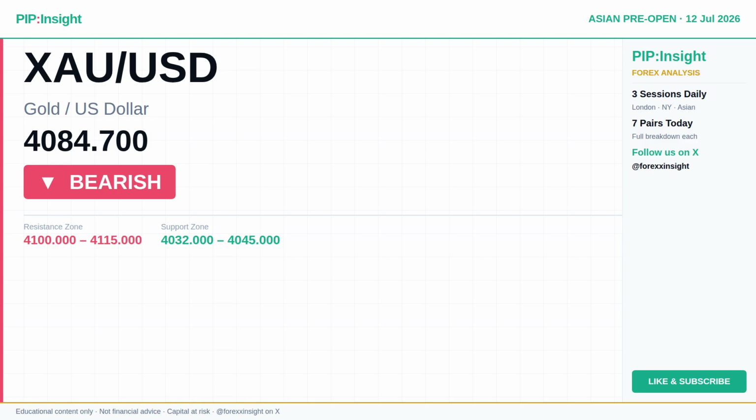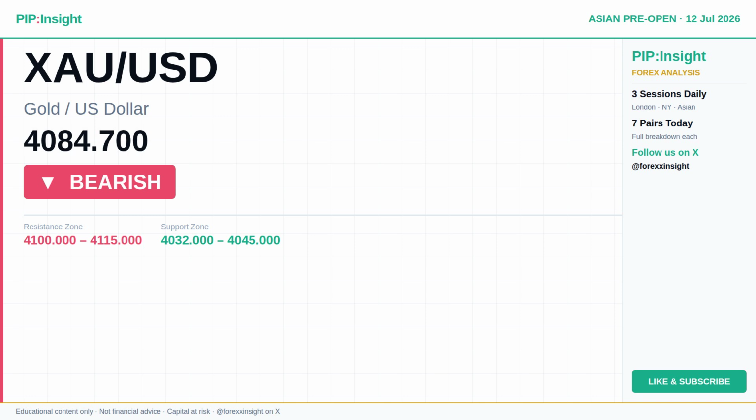On the fundamental side, there are no high-impact US releases scheduled today, which means gold is largely trading on positioning and weekend sentiment rather than fresh catalysts. That tends to favor continuation of the prevailing structure rather than sharp reversals, so the existing technical picture carries more weight heading into this session.